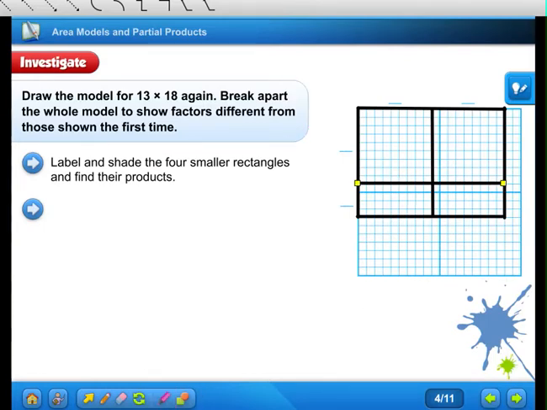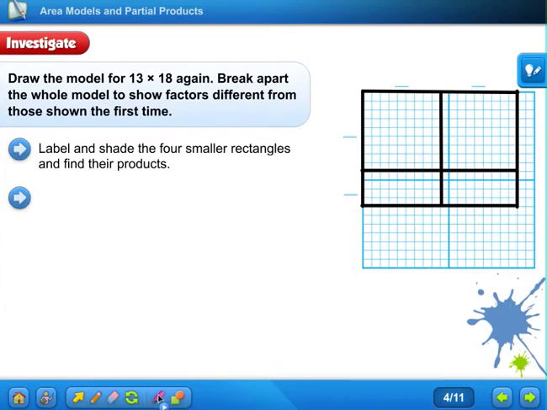All right, now I'm going to use the highlighting tool and highlight the different sections. We know this was my 13 again, and this was my 18 up here. And now we've broken it into a 9 by 9 section, and this is a 9 and a 4, and a 9 and a 9. All right, so we've labeled. Now we need to shade.